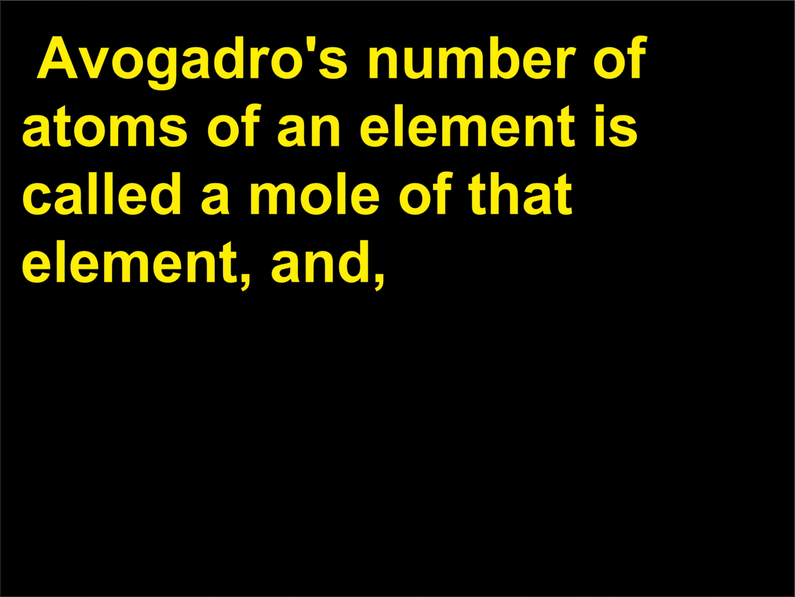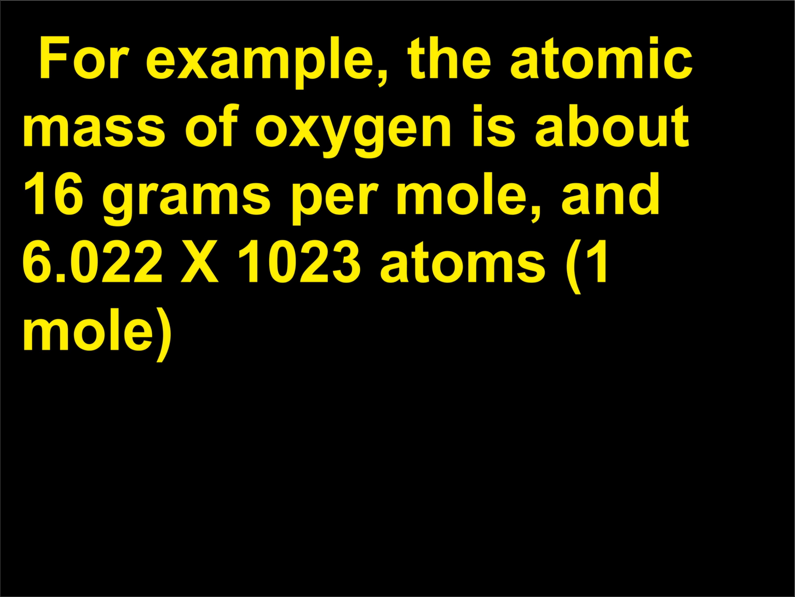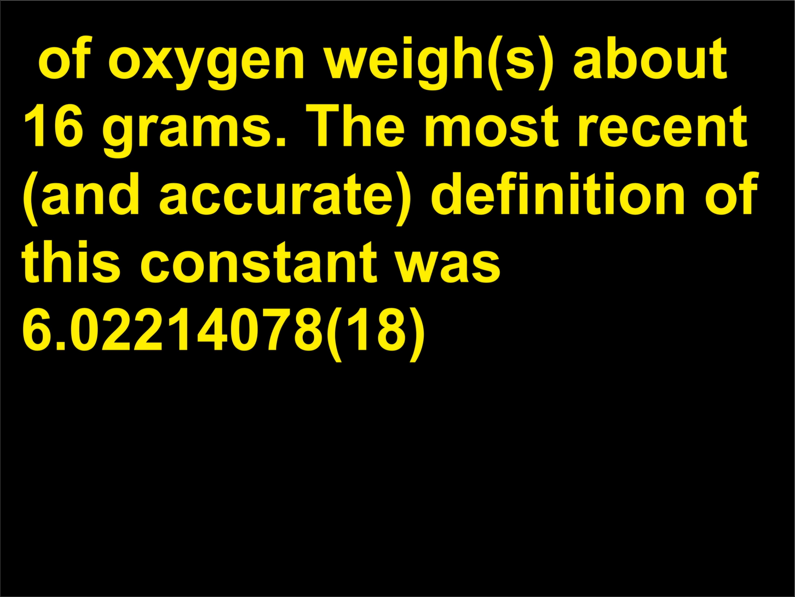Avogadro's number of atoms of an element is called a mole of that element, and similarly, Avogadro's number of molecules of a compound is a mole of that compound. For example, the atomic mass of oxygen is about 16 grams per mole, and 6.022 x 10^23 atoms, 1 mole of oxygen, weigh about 16 grams.